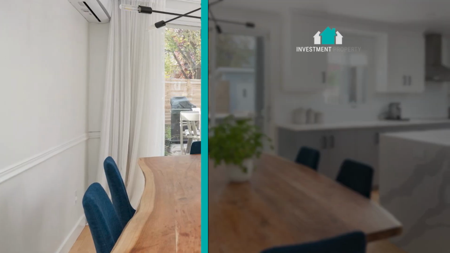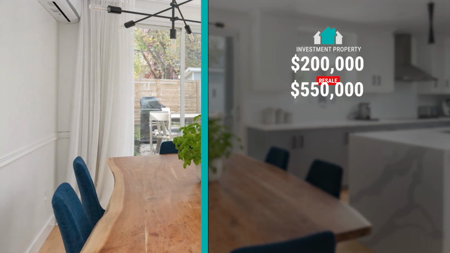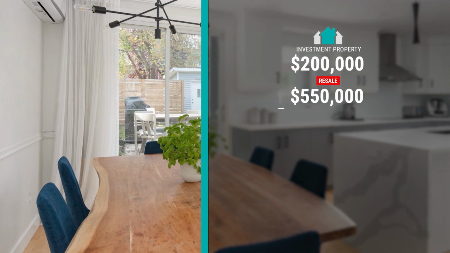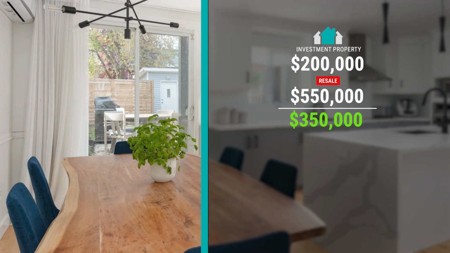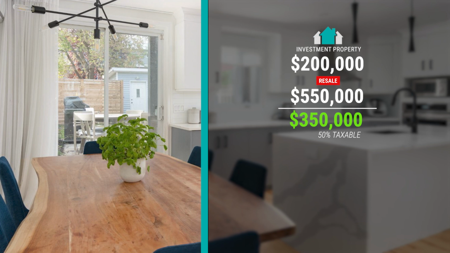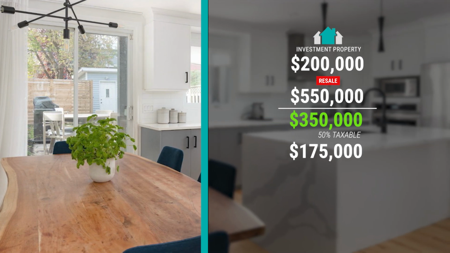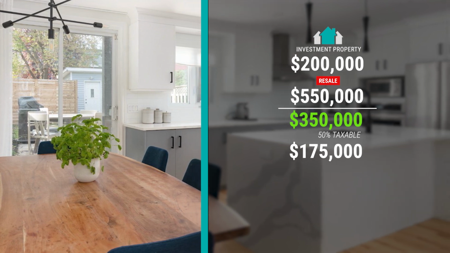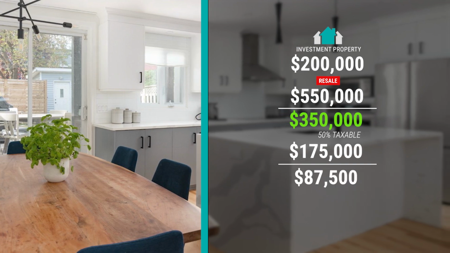Here's an example of the new capital gains inclusion rate on the sale of a non-principal residence property. Let's say you own an investment property that you originally bought for $200,000 and you sell it for $550,000. The profit you made from the sale is $350,000, assuming no capital expenditures, etc. Under the previous tax rules, you would include 50% of your $350,000 gain in your taxable income for the year. That means that you would pay taxes on $175,000 of the profit at your marginal tax rate, roughly $87,500.